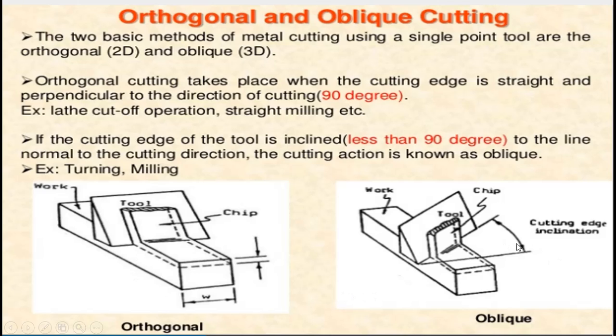Second, we have oblique cutting. In the case of oblique cutting, the cutting edge of the tool is inclined to the length of the workpiece, that is, instead of a 90-degree angle, an acute angle or obtuse angle is formed between the cutting edge and the length of the workpiece.